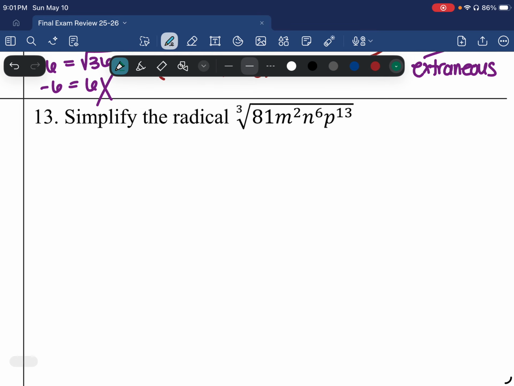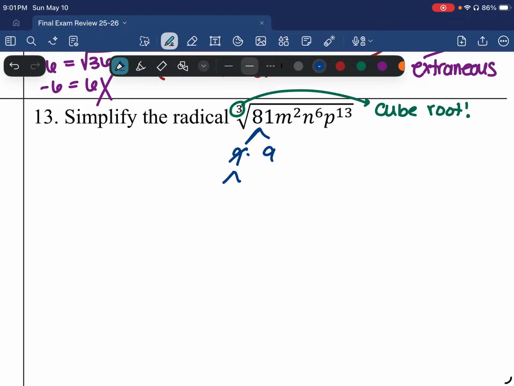Simplifying this radical. So in this case, we have an index of 3. That is going to tell us that we have a cube root. The process for cube roots remains exactly the same as square roots, except now you are simplifying groups of 3 numbers multiplied together, not just 2. So same idea. We're going to break down 81. I like 9 times 9. 9 is 3 times 3, and the other 9 is also 3 times 3.